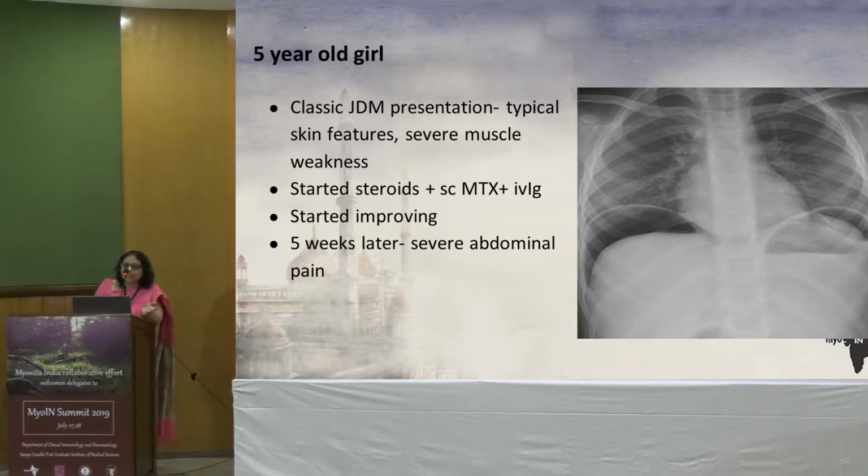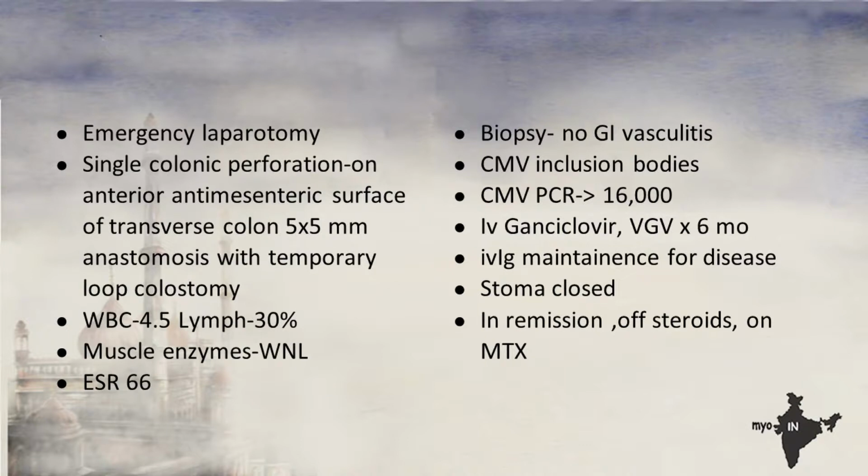And sometimes when you make the diagnosis also, the complications can take you by surprise. So a 5-year-old child with a very classic, typical dermatomyositis presentation, and then we started her on treatment. She actually had very severe muscle weakness, and she needed considerable steroids in the initial phase. She went home, started improving, came back 5 weeks later with severe abdominal pain, and you can see she's got a gastrointestinal perforation. She went for an emergency laparotomy, and what we found was a single colonic perforation.